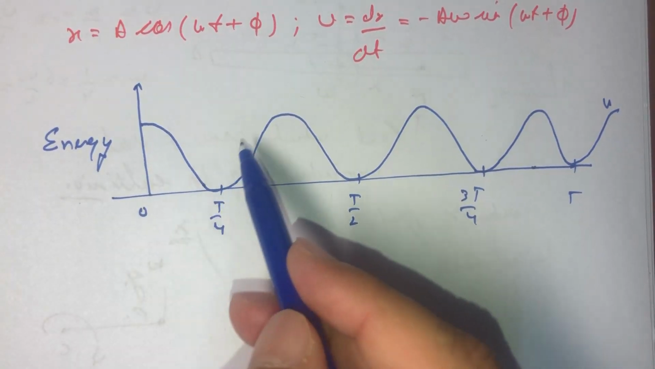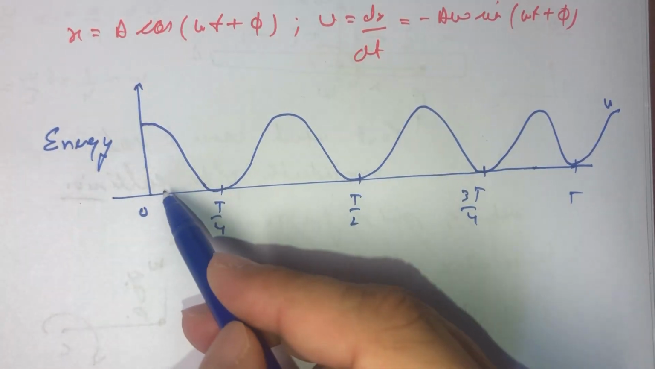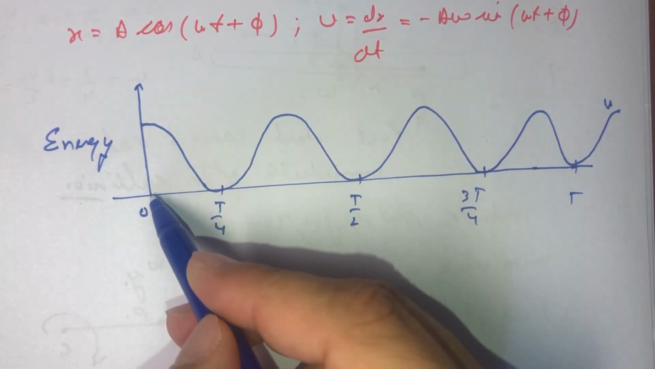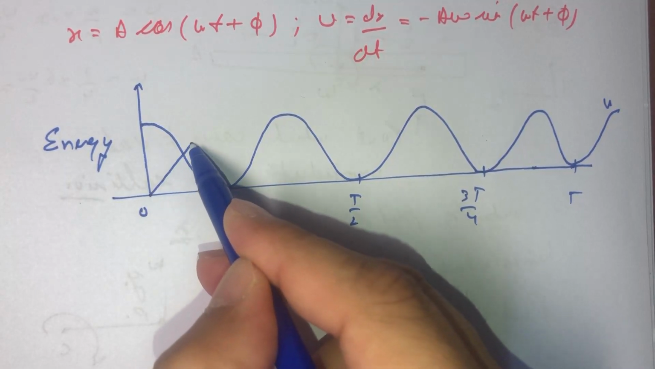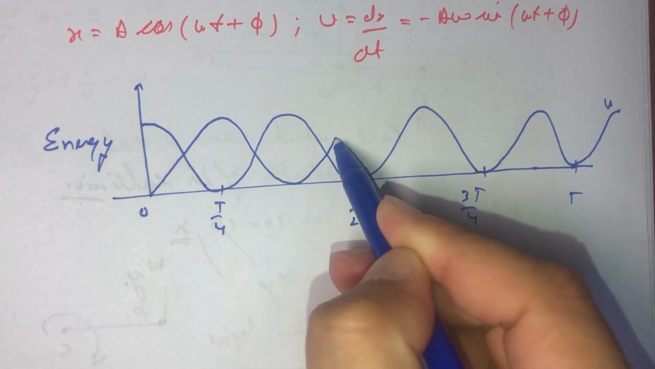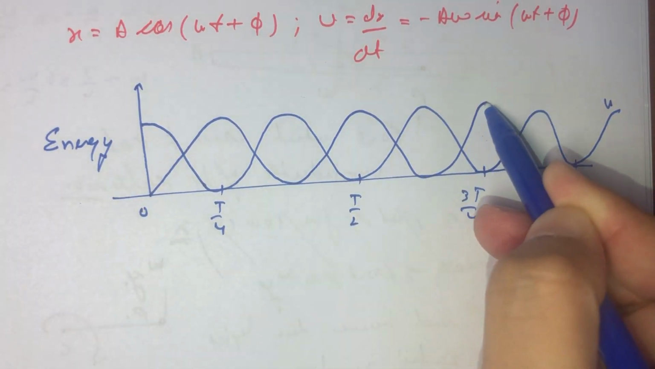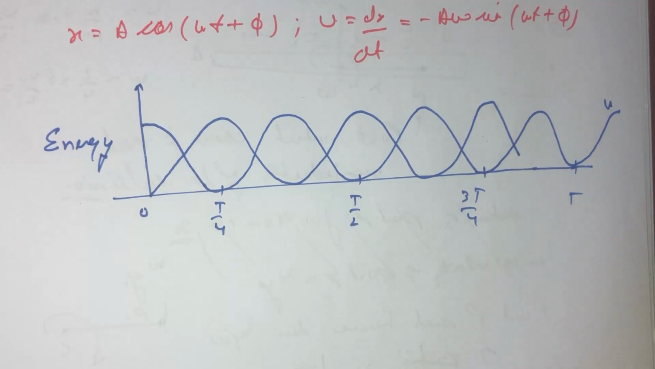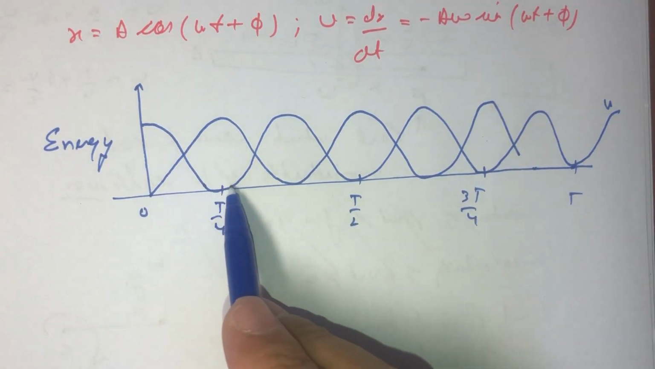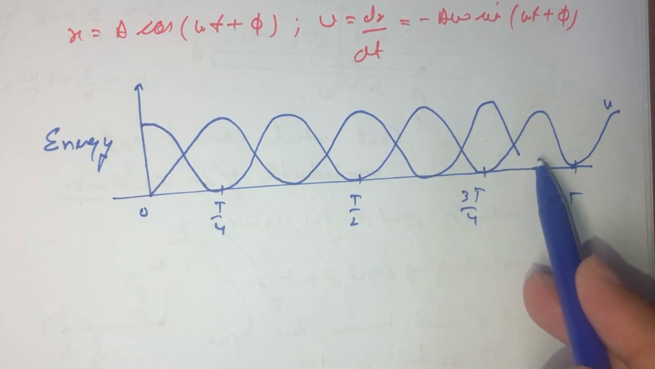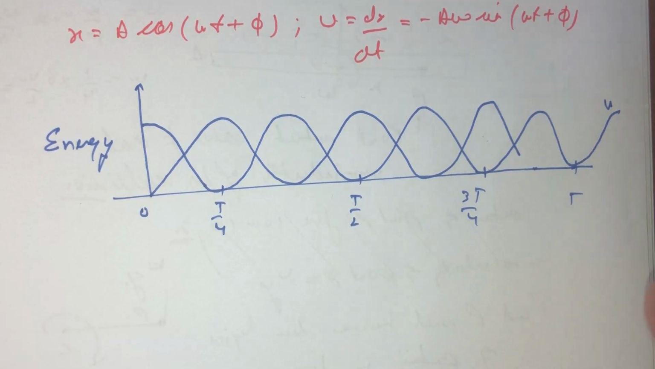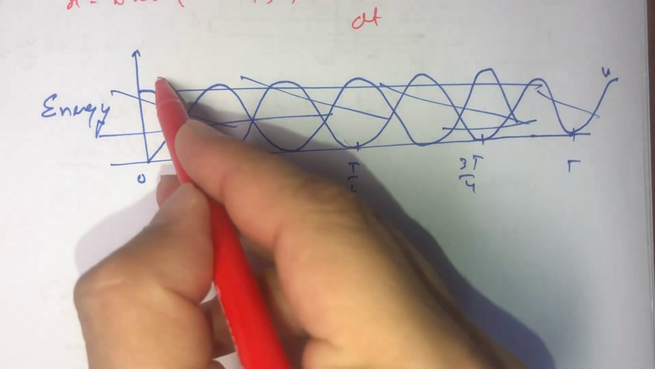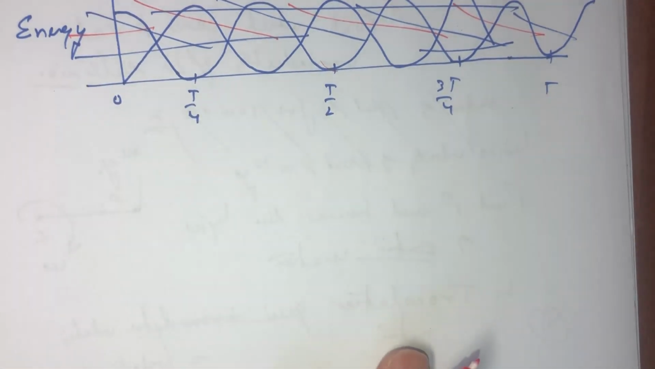Similarly, we can plot for K also, and we are going to get K like this. One second. Let me redraw it again. There was a slight mistake on my part.